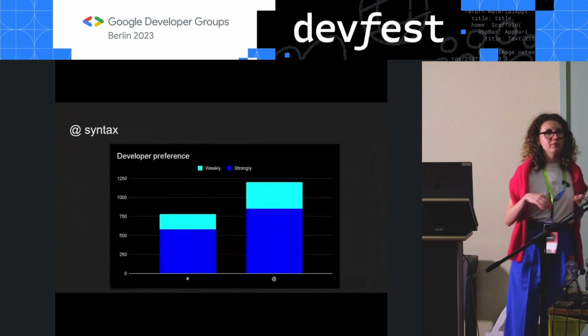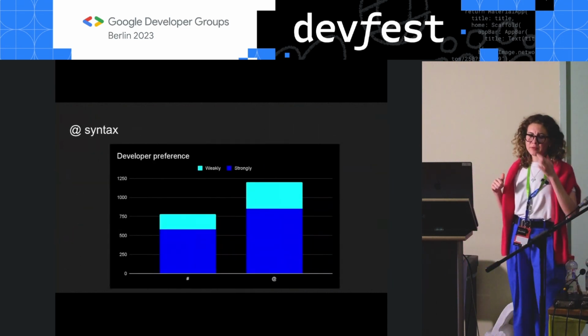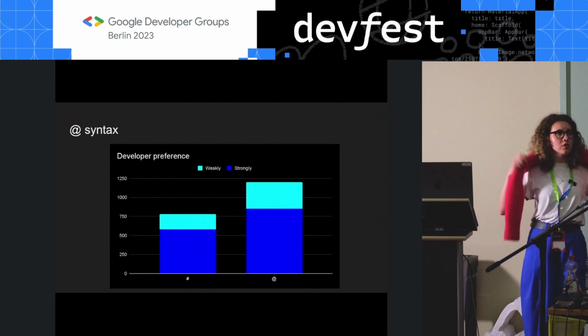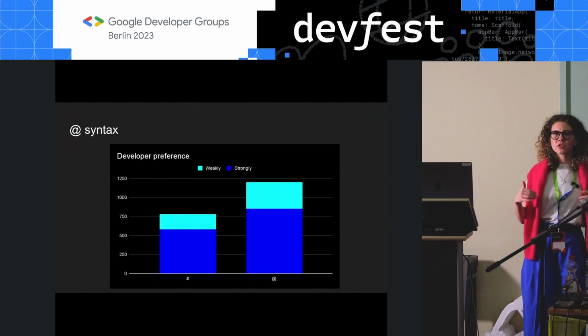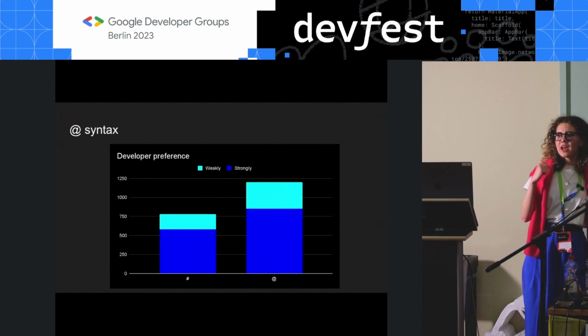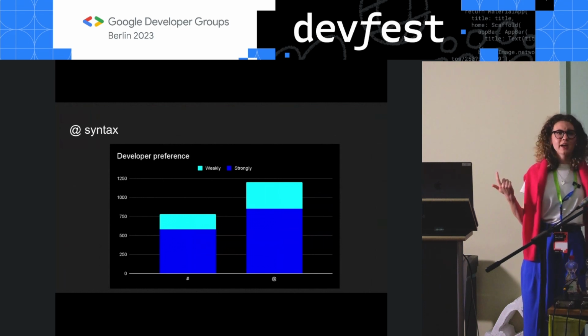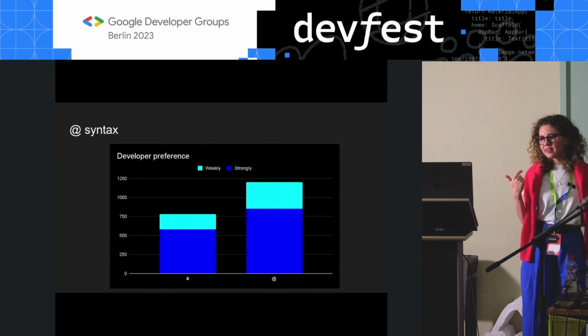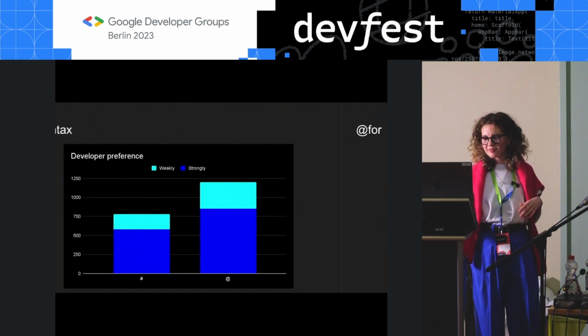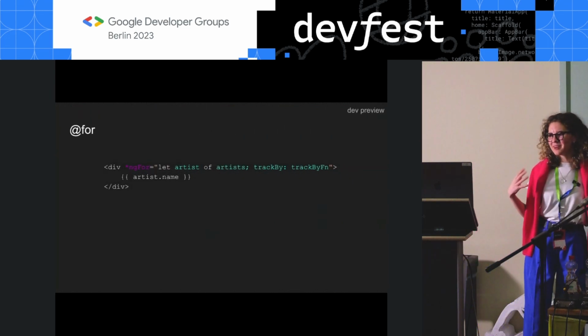What I find really nice and what I appreciate as a dev is that they conducted a user research to see what developers actually prefer, the @ syntax or hashtag syntax. And fair enough, developers prefer @ syntax. So what will it look like in practice?